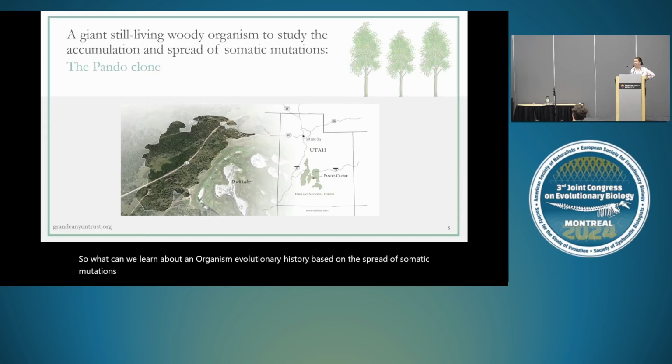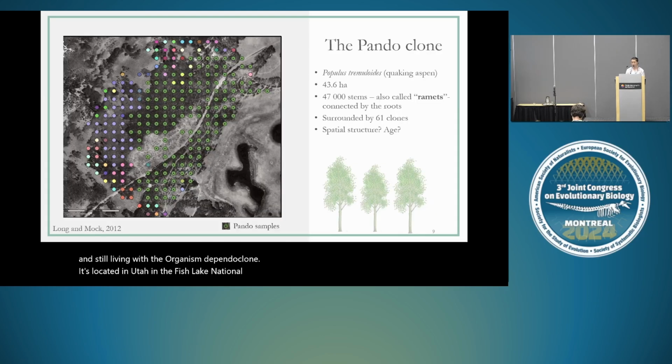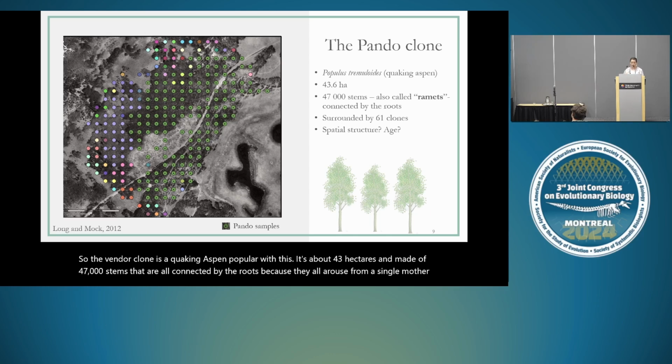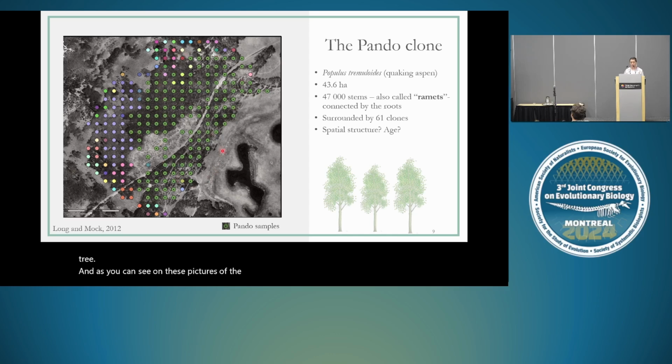So to look at this question, I focused on one particular organism that is a giant and still living woody organism, the Pando clone. It's located in Utah in the Fishlake National Forest. The Pando clone is a quaking aspen, Populus tremuloides. It's about 43 hectares and made of 47,000 stems that are all connected by the roots because they all arose from a single mother tree. And as you can see in this picture, the green dots are the Pando clone samples, and it's surrounded by approximately 61 other different clones. And currently, we do not know anything about its spatial structure or its age.